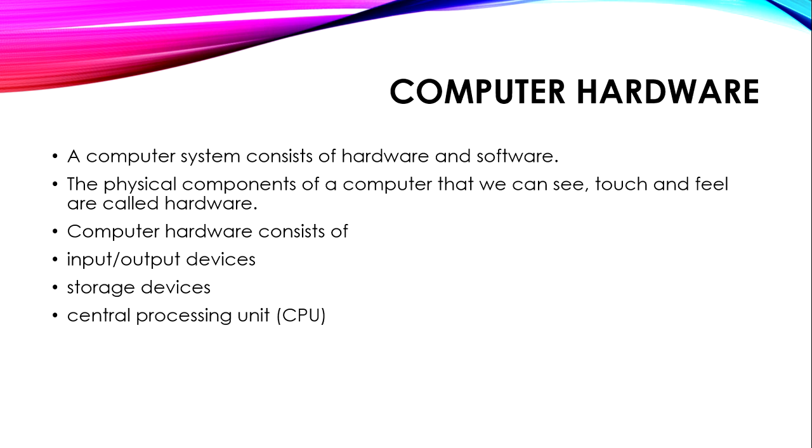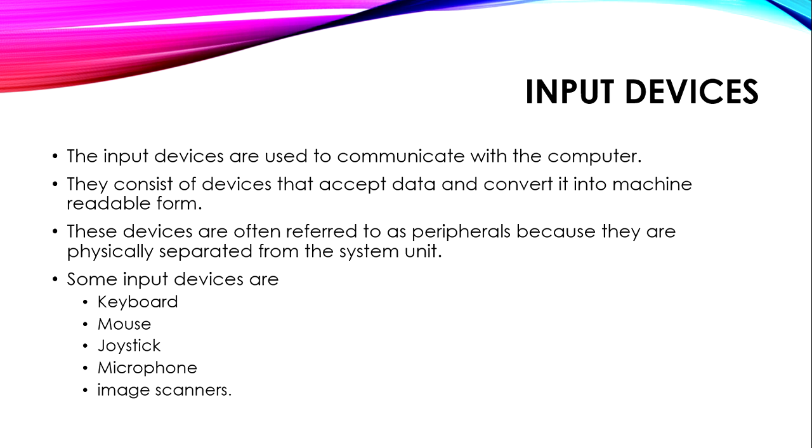Computer hardware consists of input devices, output devices, memory devices, processing devices, and communication devices that link these devices for communication between them. Some examples of computer hardware are input and output devices, storage devices and the central processing unit.